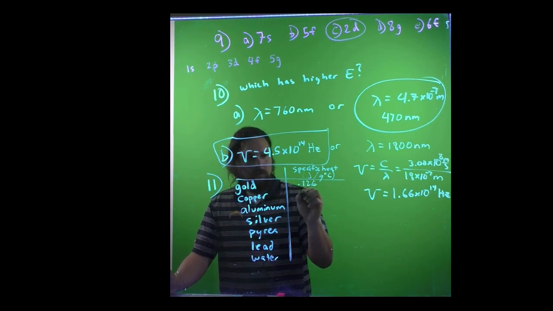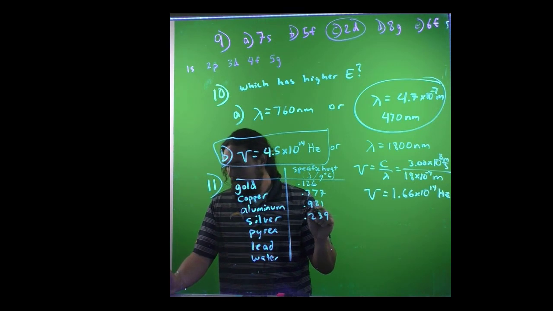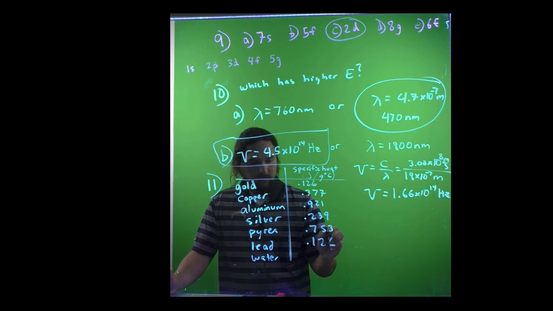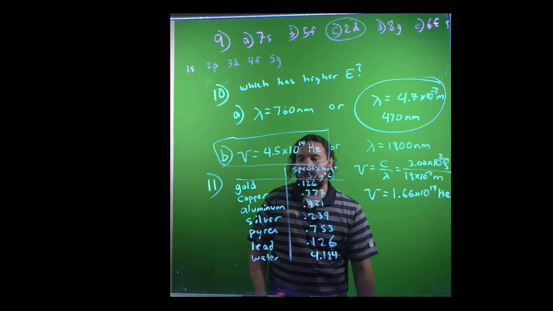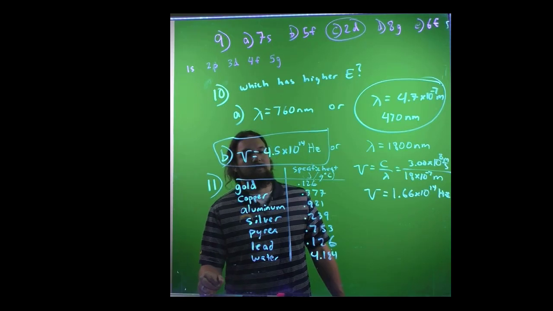0.126, 0.377, 0.921, 0.239, 0.753, 0.126, and 4.184. So in this problem, we want to see if we took a rod of this and we stuck it in the fire, which one would heat up to 500 degrees fastest.